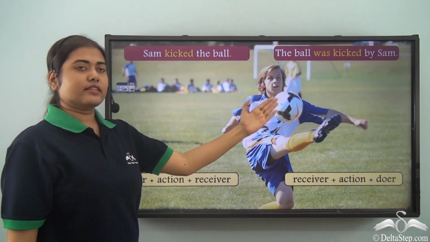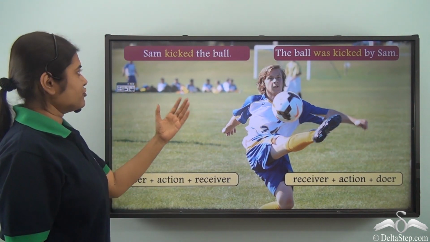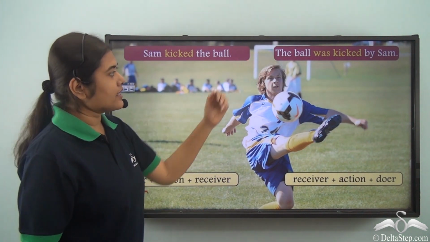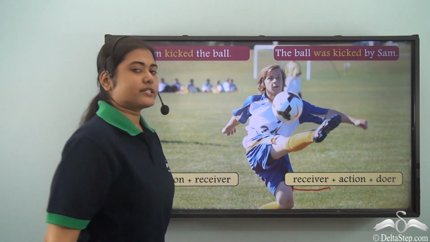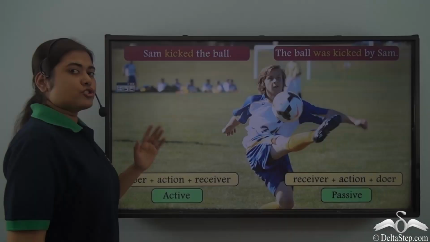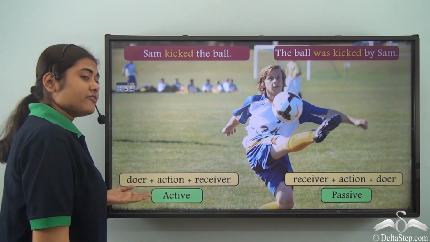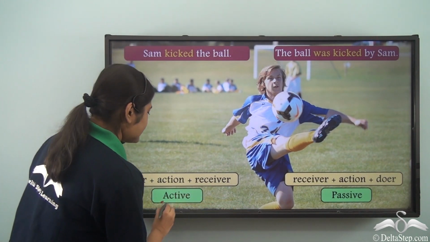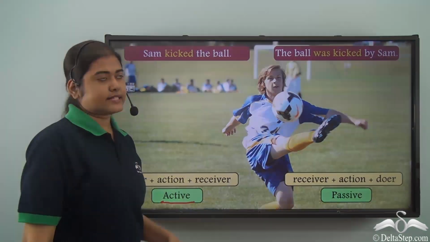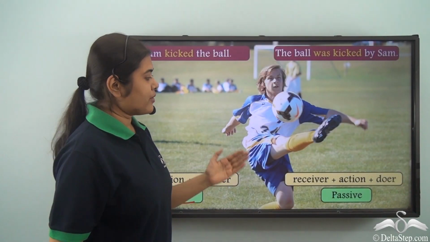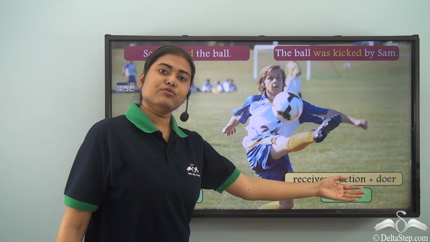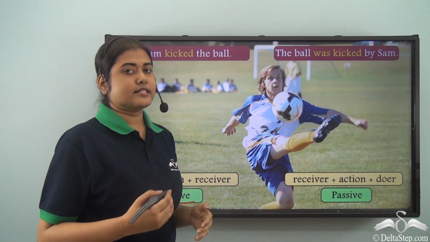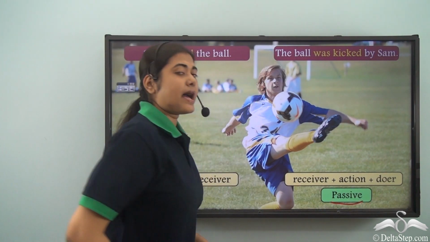So if you look at these two sentences together, what do we see? In one case, our subject is the doer, and in the other, the subject is the receiver of the action. So a sentence where we have the doer plus action plus receiver format is said to be in the active voice. And in a sentence where you have the receiver plus action plus doer, like the ball was kicked by Sam, then such a sentence is said to be in the passive voice.